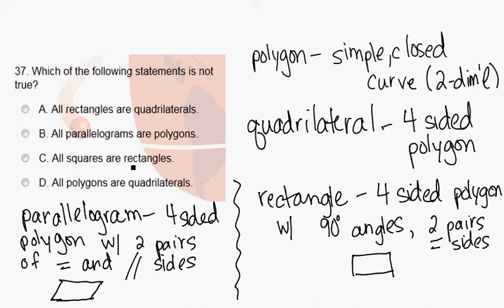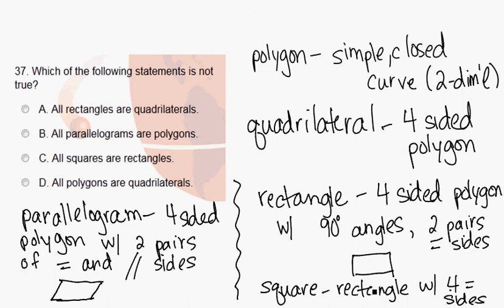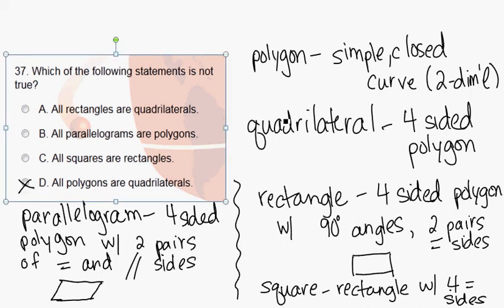Choice C says all squares are rectangles. I didn't define a square, but a square is basically the definition of a rectangle, but with all four sides being congruent to each other. So certainly all squares are rectangles. But choice D says all polygons are quadrilaterals, and that's certainly not true. So there's our correct answer, because you could have a polygon that, say, has 5 or 6 sides, and that would not be a quadrilateral. So D is our correct choice.